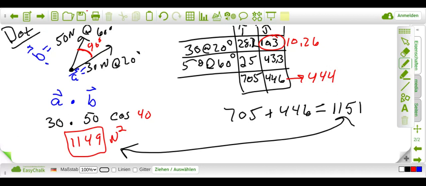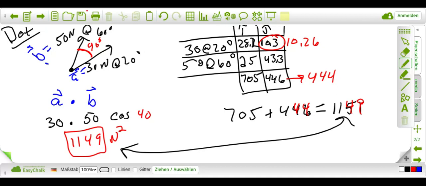705 plus 444, 1149. I get the exact same answer. So it's just a rounding thing, but that is how you do the dot product. You take the x components and you multiply them together. You take the y components, you multiply them together, you add them together, you get the same exact answer as you got from doing 30 times 50 times the cosine of 40. Mathematically, it is the exact same thing. So two ways of doing the dot product are there.